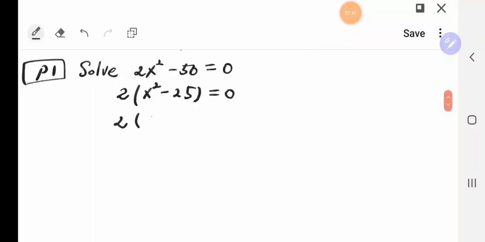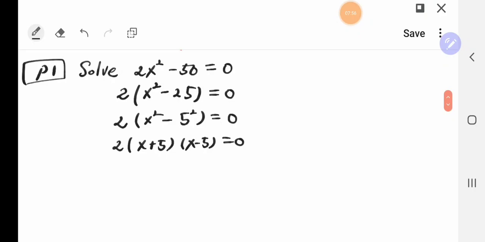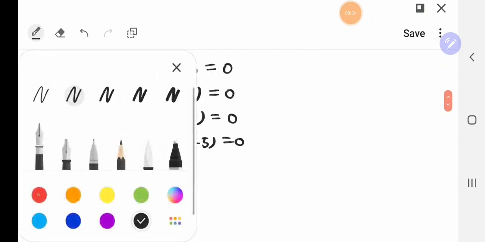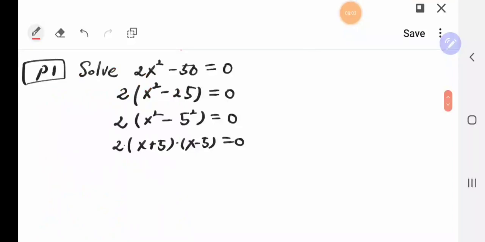Then this binomial is a difference of squares. 25 is 5 squared, so we can use (a plus b)(a minus b). Then 2 times (x plus 5) times (x minus 5) is equal to 0. Now we factored completely the left side of the equation. So from this we can set each factor equal to 0. As you see, this 2 cannot be 0. 2 is always 2, so we cannot make it 0. So leave the factor.